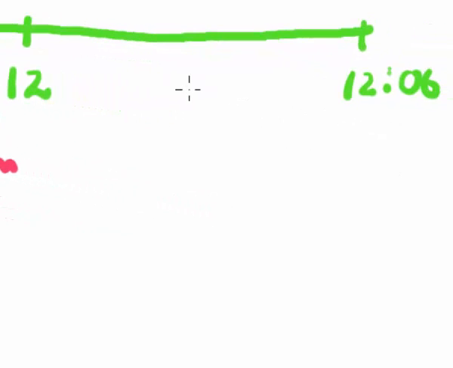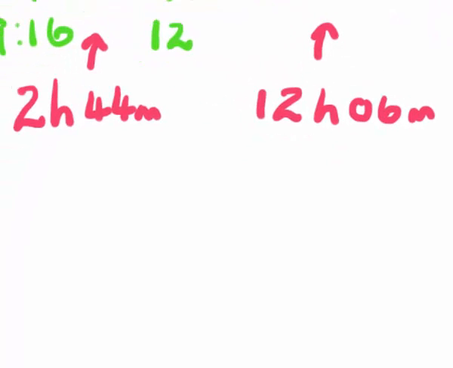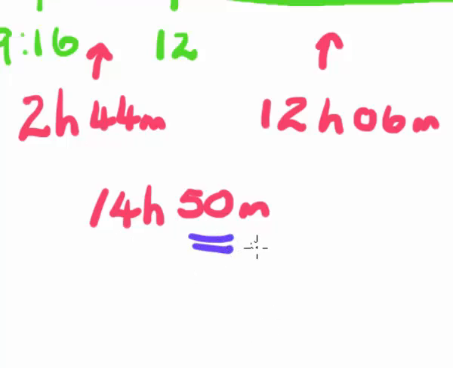Then the interval from 12 o'clock midday to 12 midnight and 6 minutes afterwards is going to be 12 hours and 6 minutes. So if we add those two together, 12 plus 2 is going to give you 14 hours, and 44 minutes and 6 minutes is going to give you 50 minutes. Please remember, if you get more than 60 minutes in this answer, you would have to take off 60 minutes and add an hour onto there, and then you would have your minutes less.